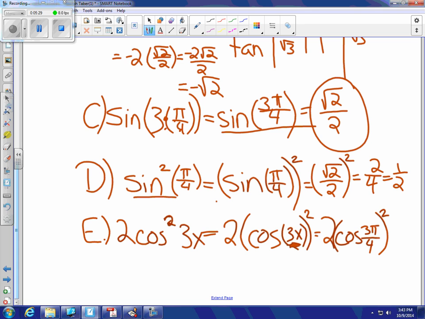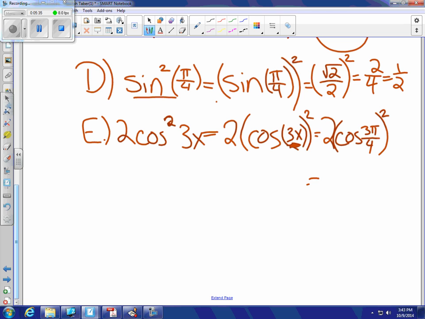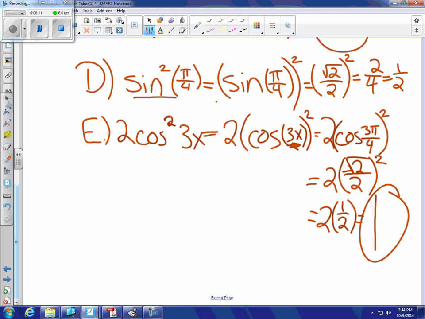So what's cosine 3 pi over 4? Well, pi over 4 is square root 2 over 2. Well, is it negative or positive? 3 pi over 4 is in our second quadrant, which makes this negative square root 2 over 2, squared, which gives us 2 times 1 half, right? Because squaring a negative is going to give you a positive, and we figured out what square root 2 over 2 is squared. And that gives you 1. That's our final answer.